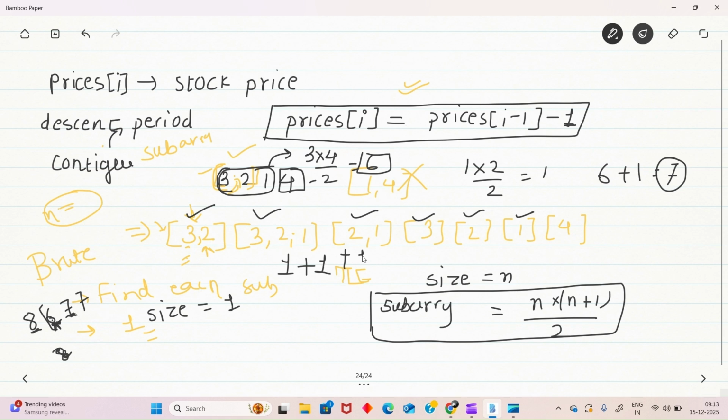Okay, plus 1, plus 1. Because all are different, there is no contiguous descent period higher than size 1. So what we are getting is the answer as 4. So if you see here, the answer is 4.